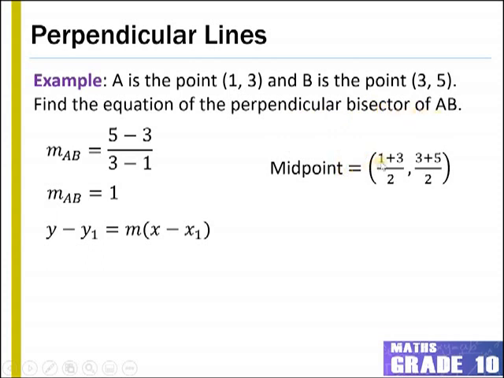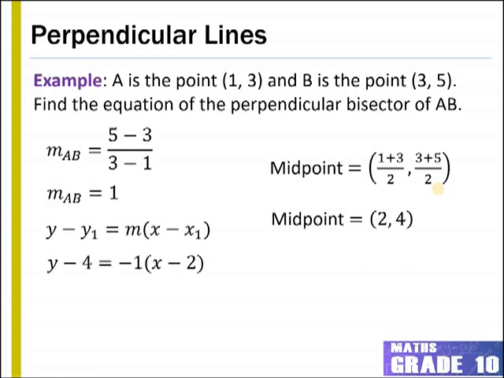To find the midpoint, we do x1 plus x2 over 2, y1 plus y2 over 2, which is 1 plus 3 over 2, 3 plus 5 over 2, which is (2, 4). So the equation becomes y minus 4 equals negative 1 times x minus 2. So y minus 4 equals negative x plus 2. So y equals negative x plus 6.